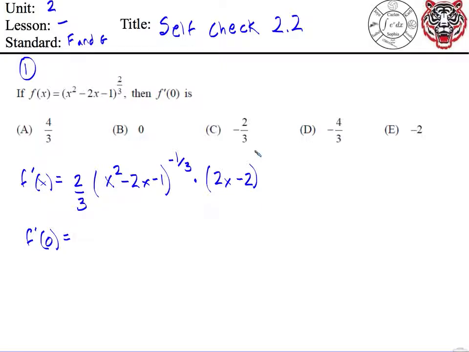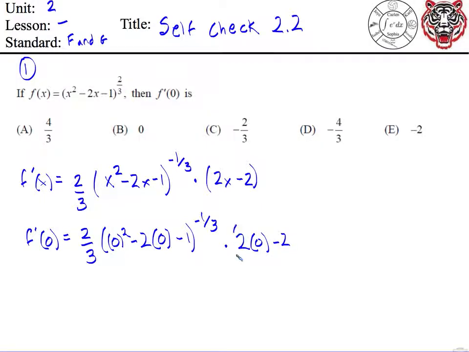Yep. And when I plug in 0, I'm going to just go ahead and write that again. 2/3 times 0 squared minus 2 times 0 minus 1, all to the power of negative 1/3, times 2 times 0 minus 2, all of that in parentheses. All right, so 0 squared, just shout it out. Do some mental math. 0. Minus 2 times 0. 0. Minus 1. Minus 1.